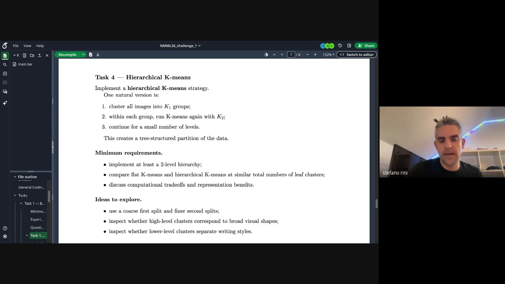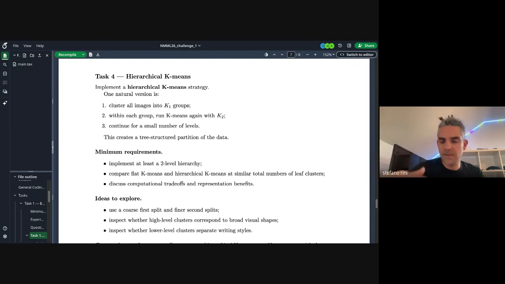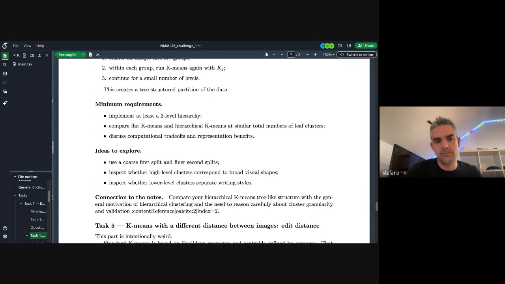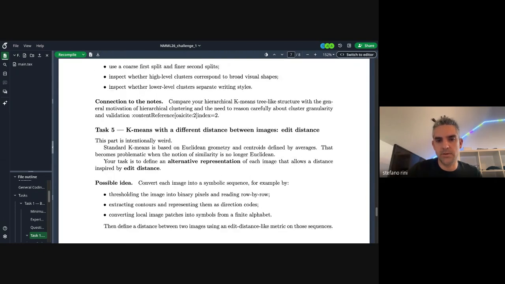And then we have the hierarchical one. As we said, we have a first level and second level of labels. This should be fairly easy, right? You have one implementation of k-means, and you run it first for the whole image set for a certain k, and then you run it inside each cluster for another k. Just see what you can obtain.